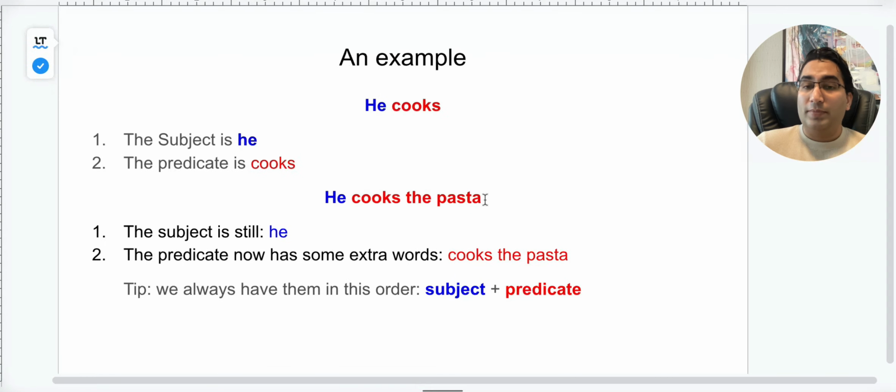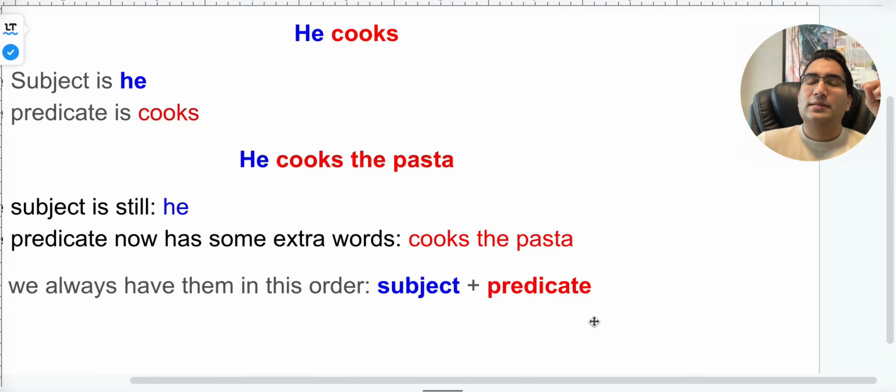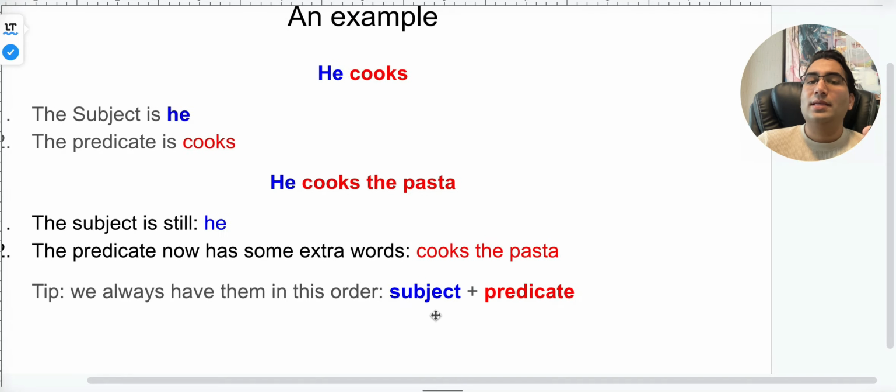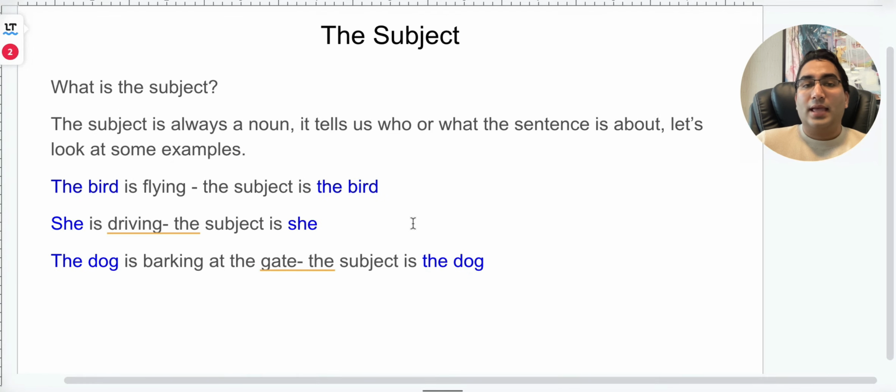Here we have more information. Cooks what? The pasta. So the subject is still "he," but the predicate now is "cooks the pasta." So here, guys, is the formula you gotta remember forever, okay? This is how it is structured. It is subject plus predicate, always in that sequence, okay? So it's gonna start with the person, and then what they are doing will be the next thing, the predicate.